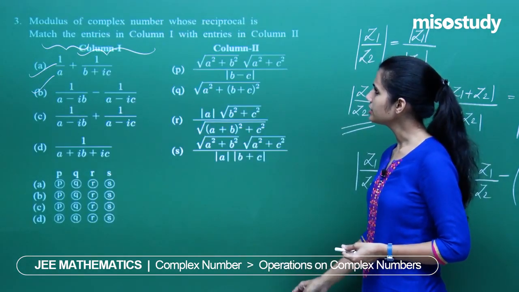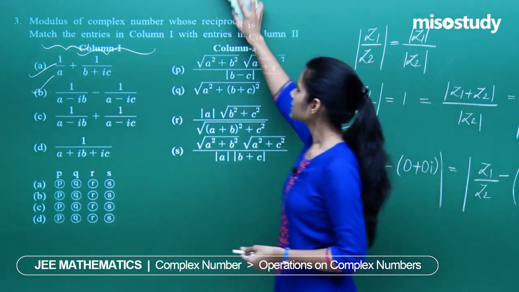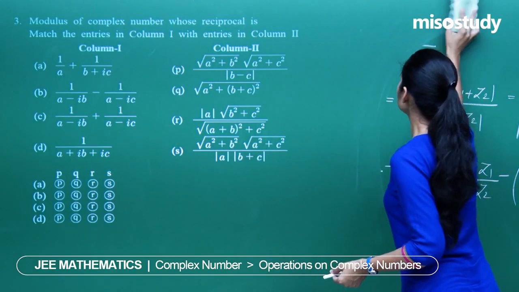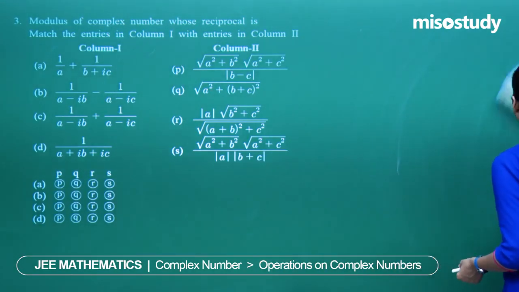Next question, let's see what it is. Modulus of a complex number whose reciprocal is given by the first column is what? Match it with the complex numbers given in the second column. Let's do it.